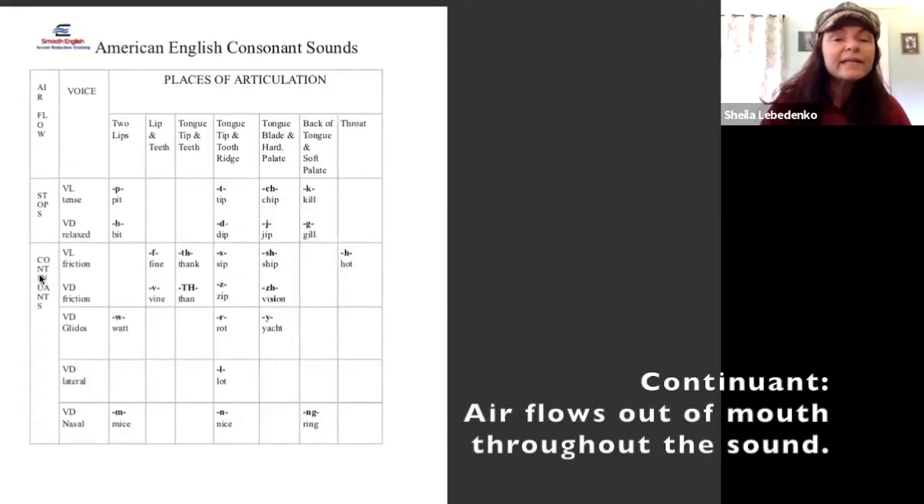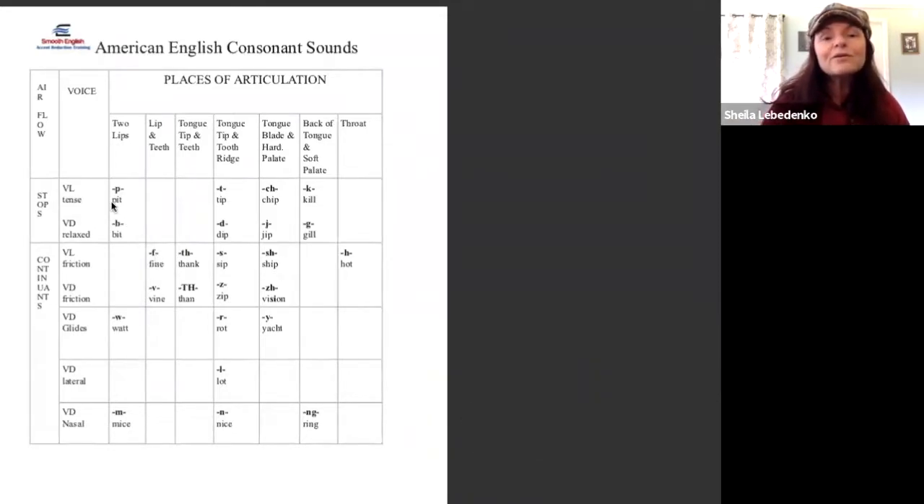Now for a continuant, the air flows out of the mouth throughout the sound. For instance, we have the F sound. The air keeps coming out of my mouth. I'm not stopping and releasing it. So those are the two different types of consonants.